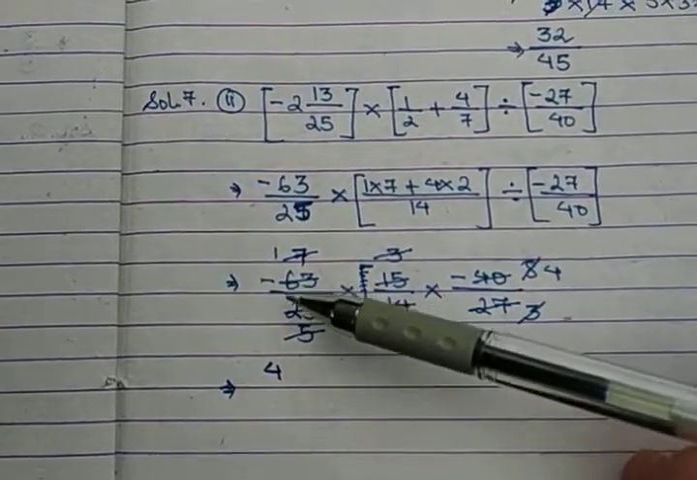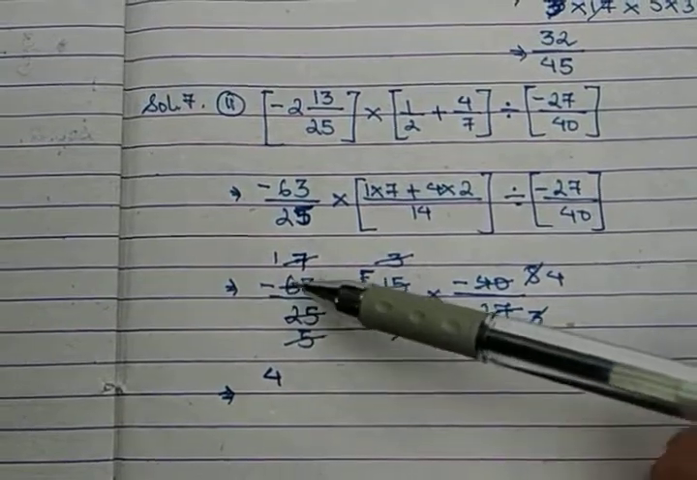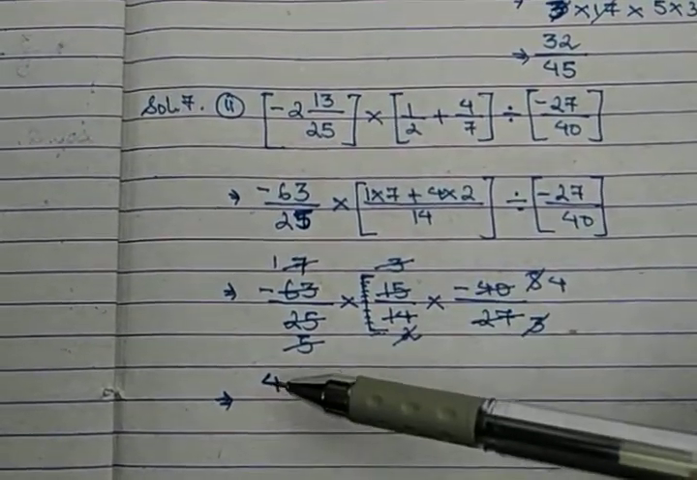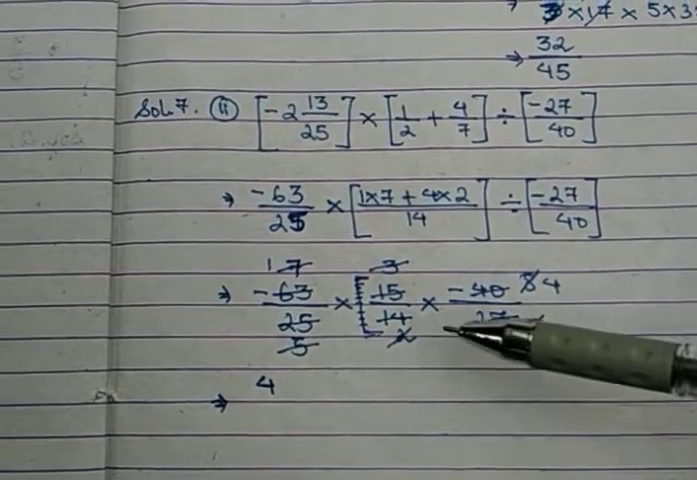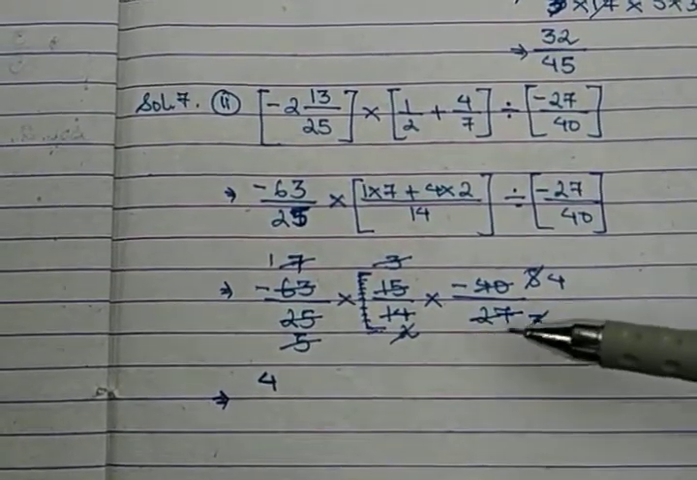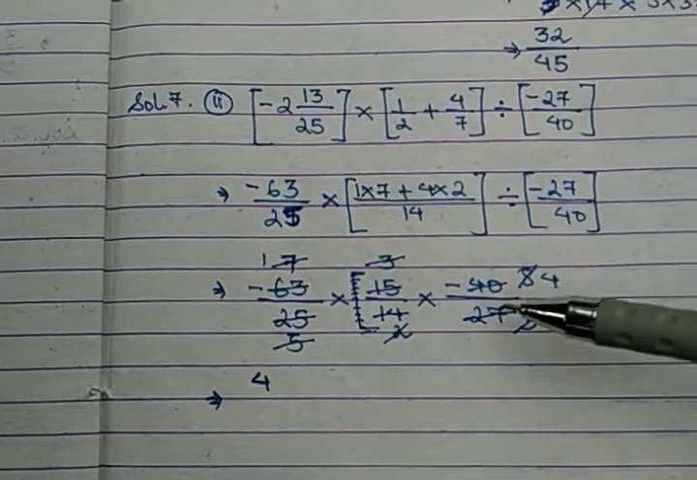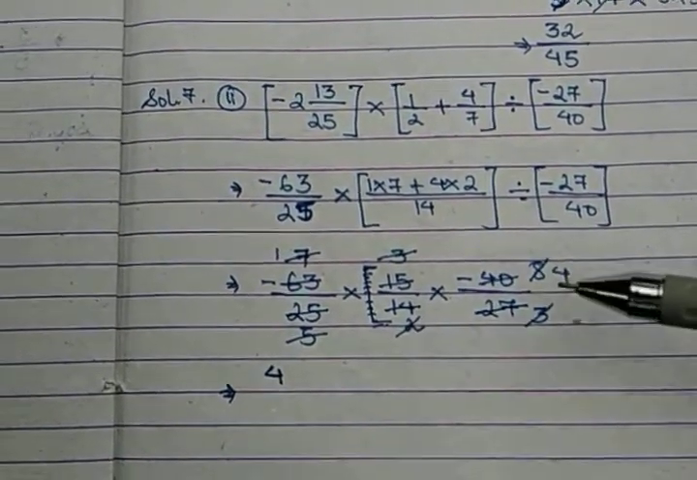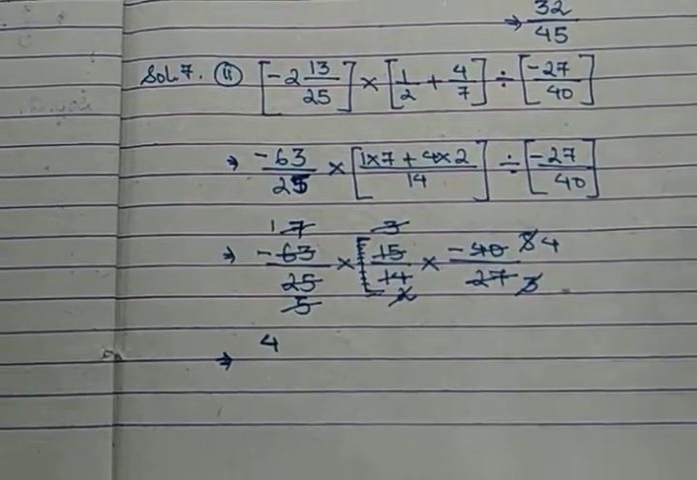See, again, first of all, the sign: plus into minus is minus, so minus into minus is plus. No need to mention the plus sign. All the terms can be cancelled. There is one left at the denominator, no need to mention 1 in the denominator again. So here we have 4 as our answer.